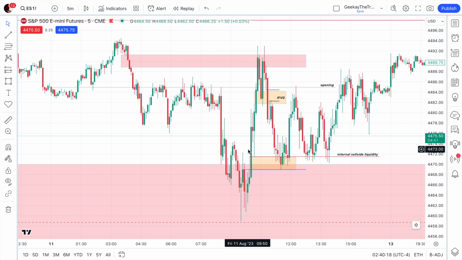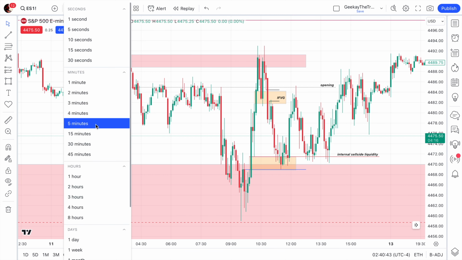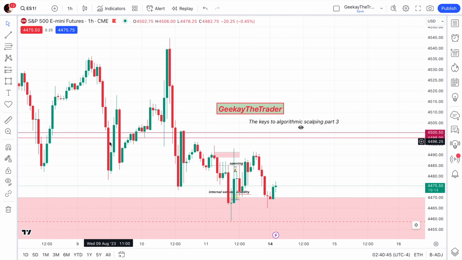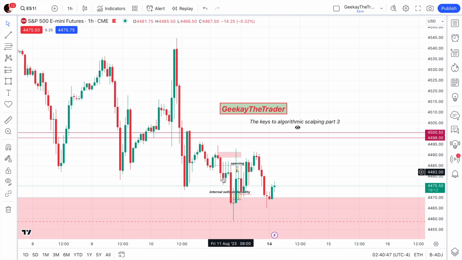So hypothetically, if you took a long here, 4473, exited here, essentially 17 handles, and then if you took the short here, reversed, 4482, exiting at essentially 4471, this would be about 11 more handles, so that would be about 28 handles on, again, let me go back to the 1 hour time frame, on a day that looks like this.